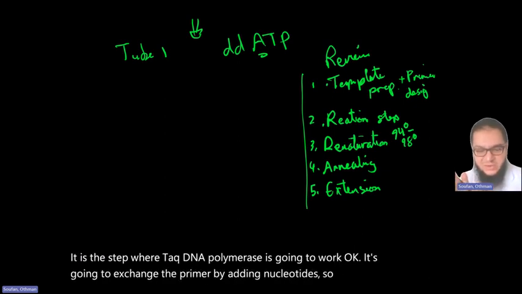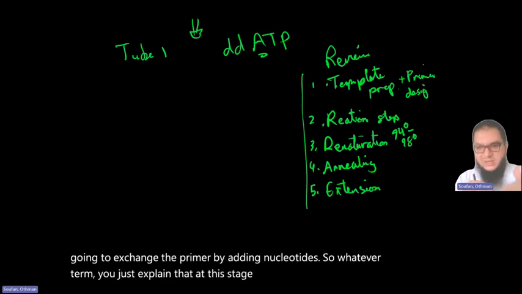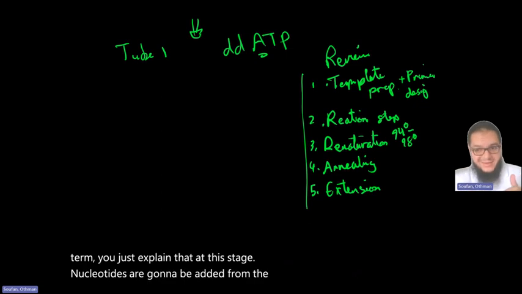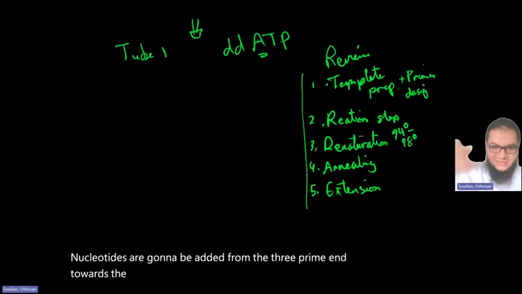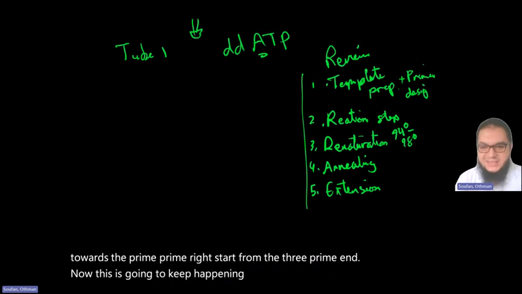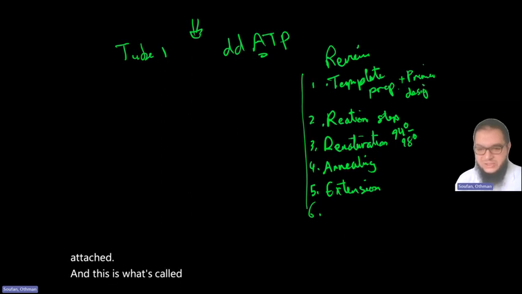Whatever term you use, just to explain that at this stage, nucleotides are going to be added from the 3' end. Let's start from the 3' end. Now, this is going to keep happening until a ddNTP is attached. And this is what's called chain termination.